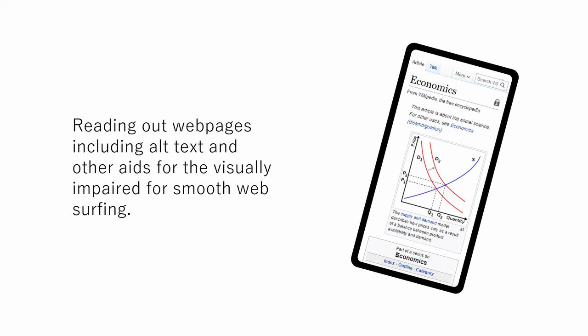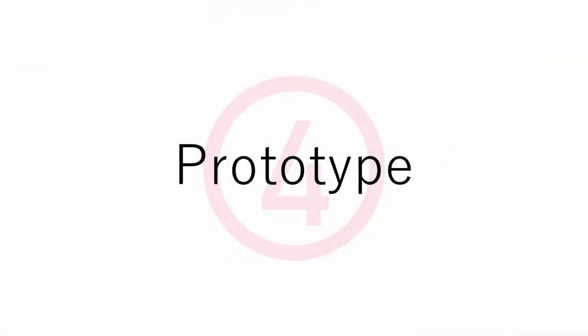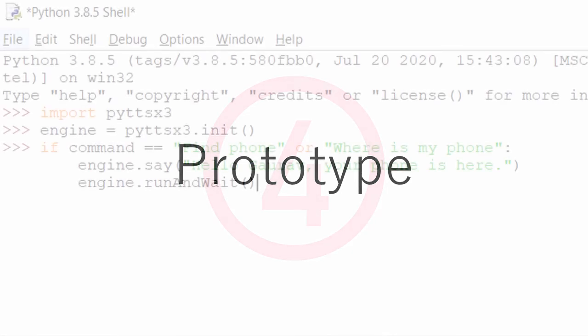Economics is the social science that... Given the pandemic and our time constraints, I wasn't able to complete steps 4, which is prototype, and 5, which is test. But I still did make plans on how I would accomplish them. Step 4, prototype. Build a Python program that will recognize a voice command for searching your phone. It should then respond back using a text to speech engine saying that my phone is there.